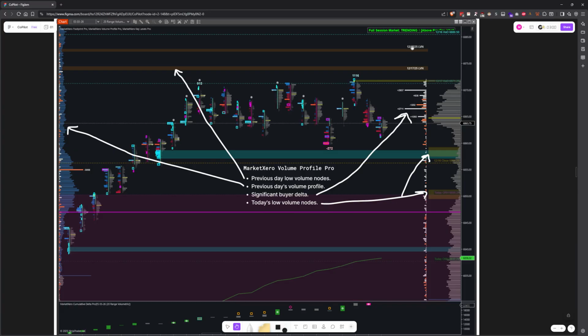Here we can see the previous day volume profile, low volume nodes appearing here from 1217, which price never had a chance to test. And then from today, we had some low volume nodes. One we can see here occurred right at this buyer volume imbalance. And the second one at today's opening range high in the first 30 minutes.